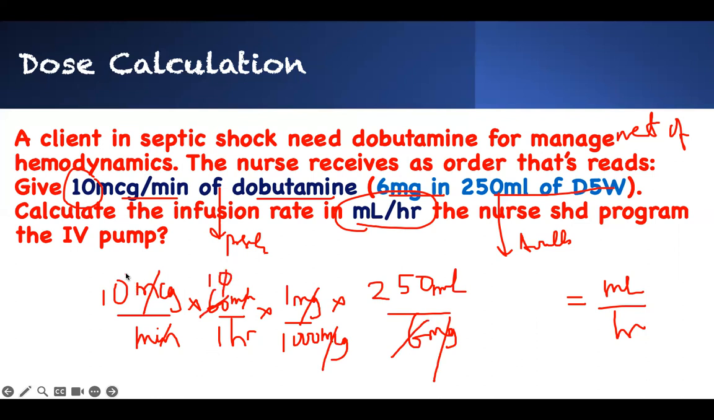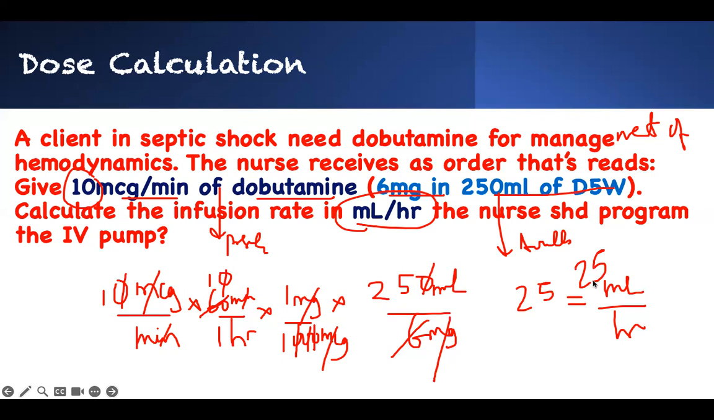These zeros cancel each other. 1, 2. There's only 1 zero here. This cancels. This cancels. This cancels. There's 1 zero here and 250 here. This cancels here. What is left is 25. 25 ml an hour. Straightforward.